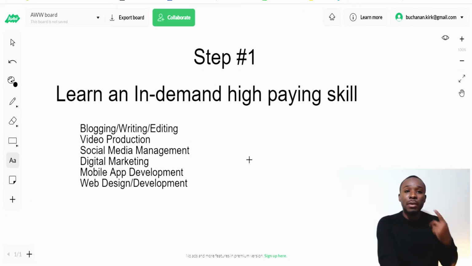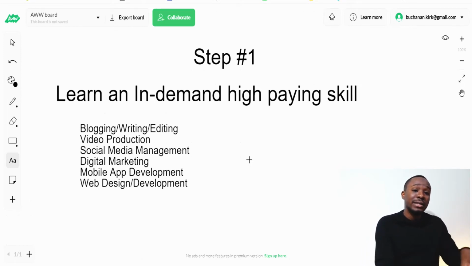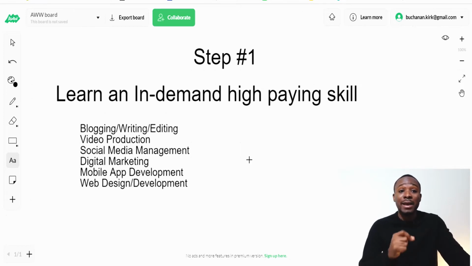But you could do blogging, you could do writing, you could do editing. All of those fall under one thing. So if you know how to write, you could start a blog. And chances are, if you're a good writer, you also know how to edit. So you could actually develop that skill and actually use that to make a full-time income online. A lot of money can be made online just by writing.